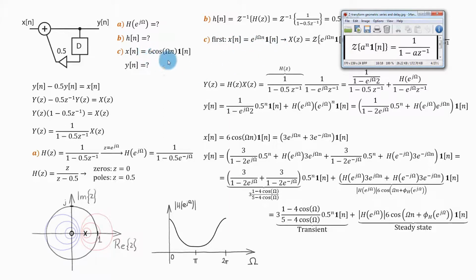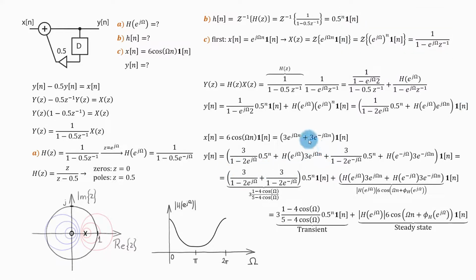Now what about this cosine? This cosine I can break into these two complex exponentials. And now I already know that when I feed the system this exponential, I will get this output signal. So when I feed the system 3 times this exponential, I will get this output except multiplied by 3. And that is what I have here.